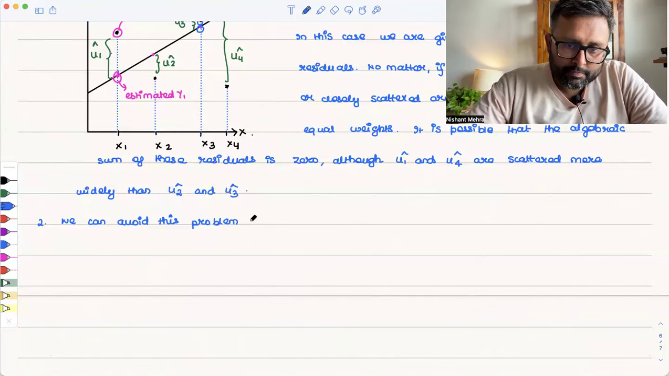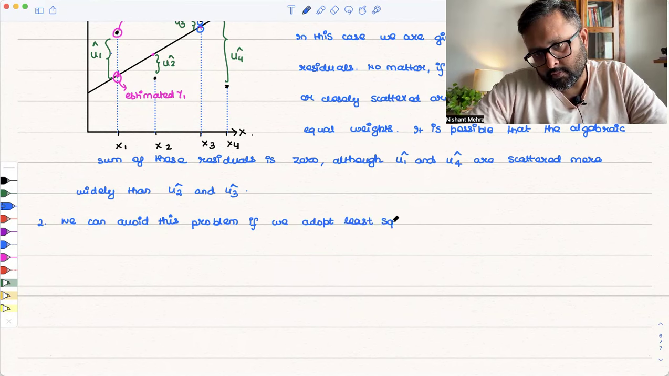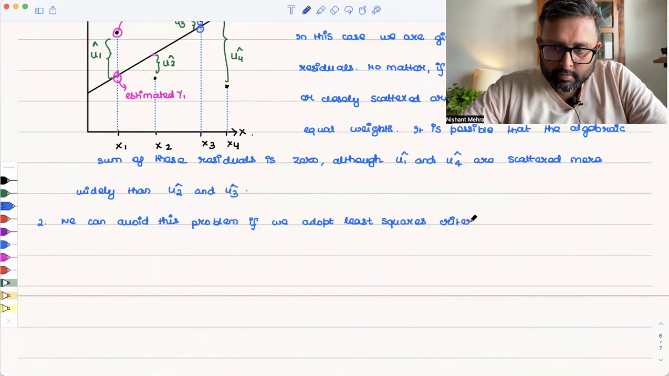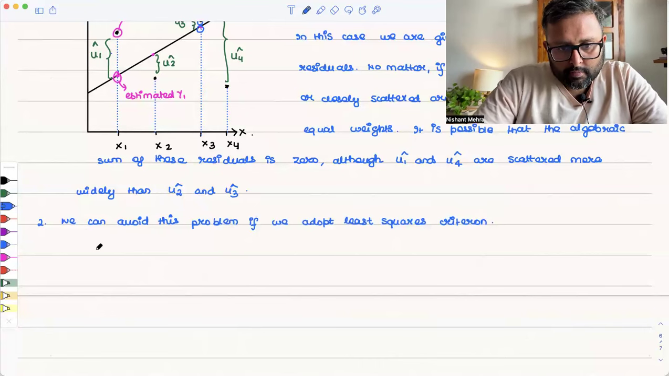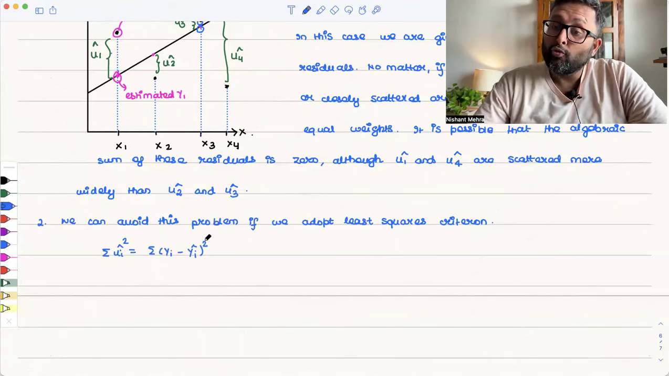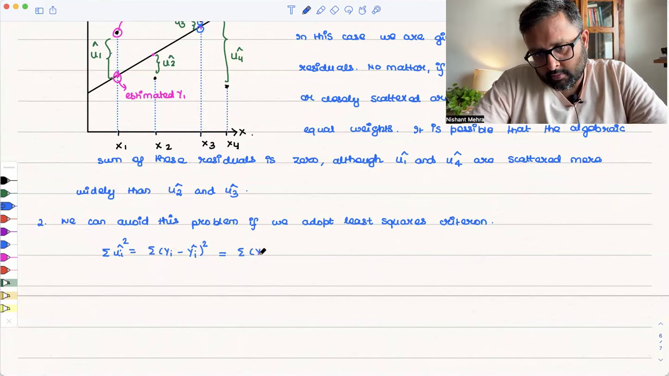We can avoid this problem if we adopt the least squares criteria. So what is the summation of ui hat? Summation of yi minus yi hat. But we want to minimize not just the summation of the residuals, we want to minimize the sum of the squares of the residuals, right? Yi minus beta 1 hat minus beta 2 hat xi, squared.